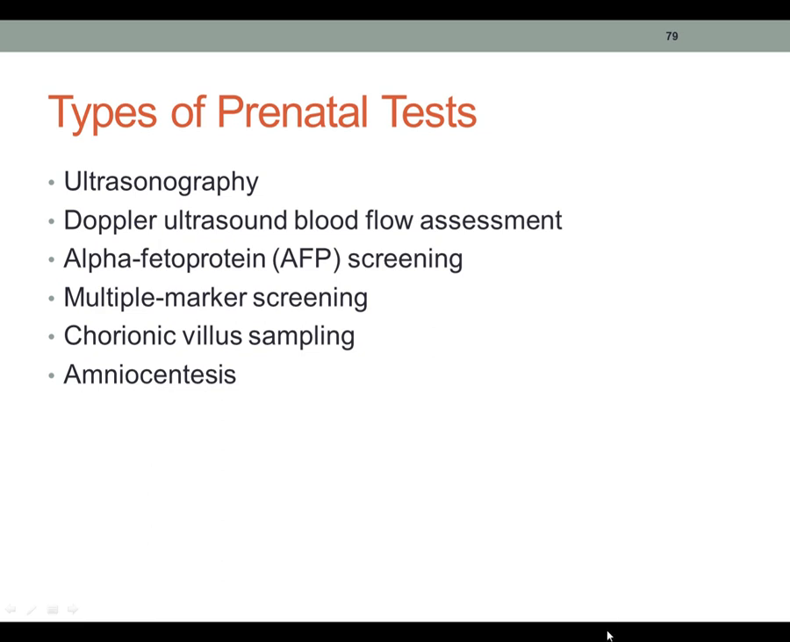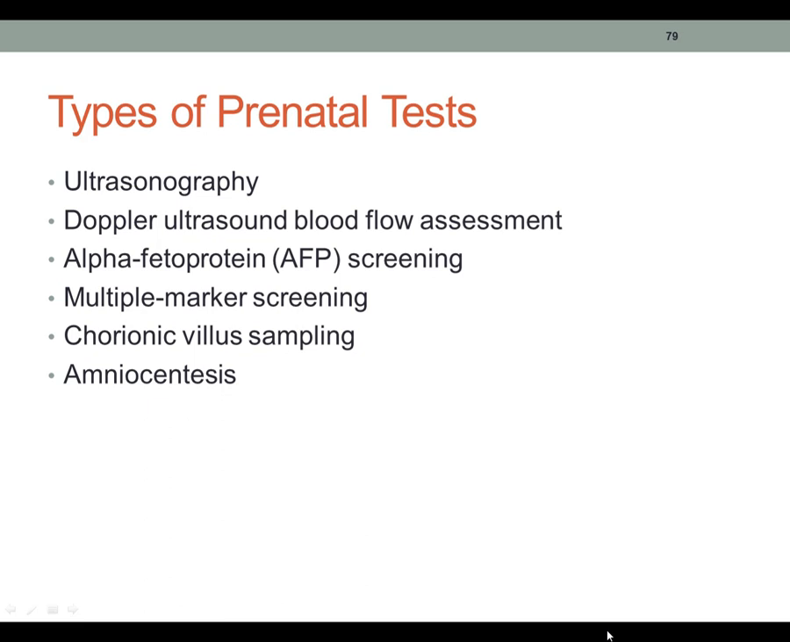So basically, there's two types of testing, and we're going to talk about some more in just a minute. But let me back up a minute and say there's two types of testing. One is screening, and one is diagnostic. Screening, we do to predict the odds or chance that baby has a birth defect. And then diagnostic testing, we see if baby does have it or doesn't have it.